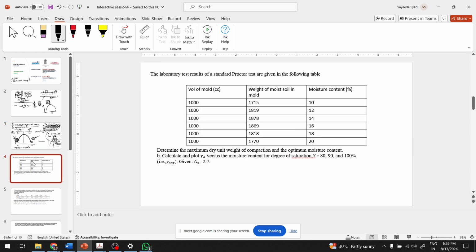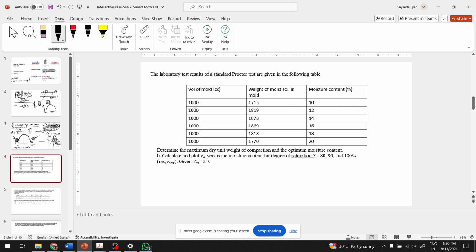Okay, so let's move on to our first question for the day. The laboratory test results of a standard Proctor test are given in the following table. The volume of the mold is given, the weight of the moist soil in the mold is given, and the moisture content is given. Determine the maximum dry unit weight of compaction and the optimum moisture content. Also calculate and plot gamma D versus moisture content for degree of saturation equal to 80, 90, and 100. This is the ZAV line. And it is given that Gs is 2.7.